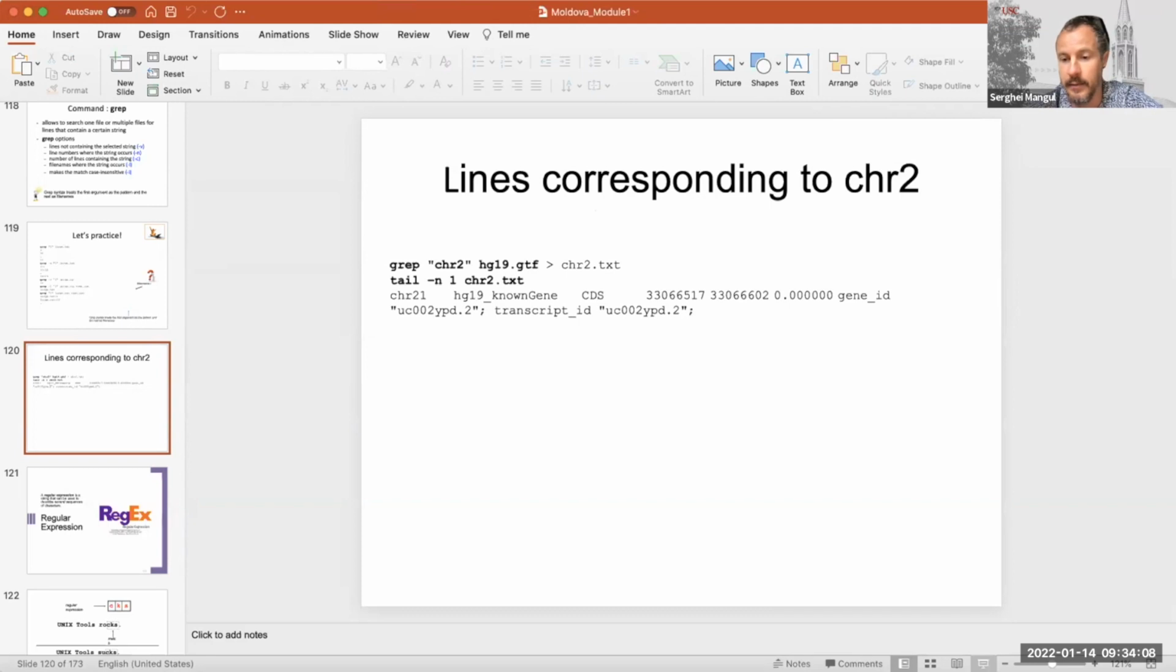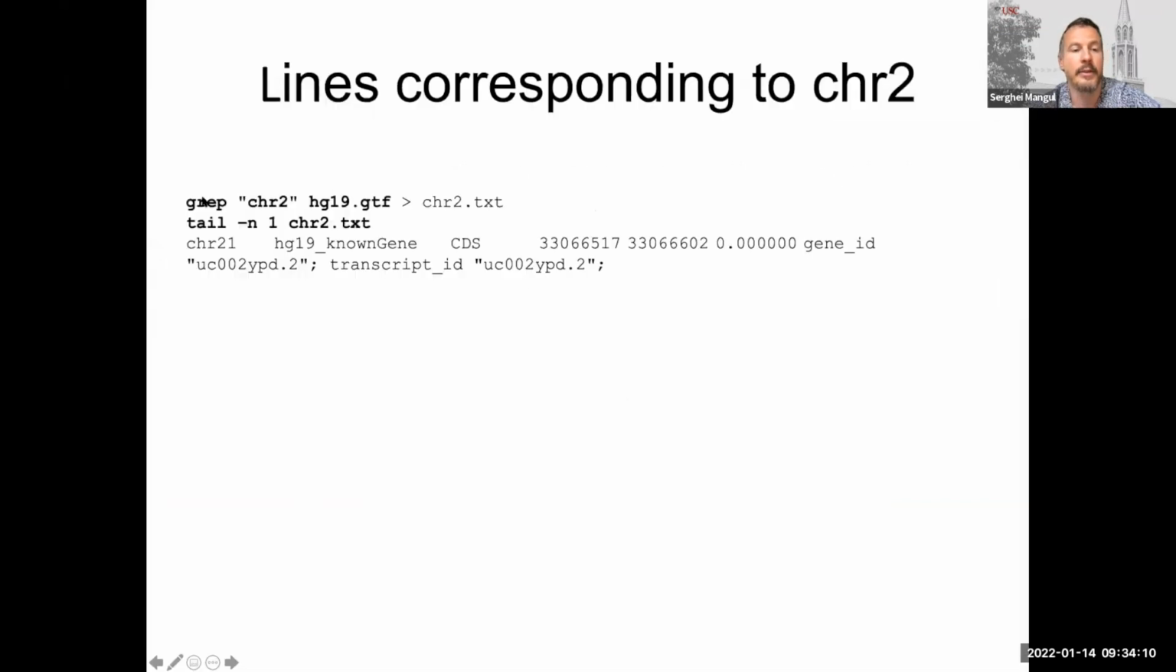Let me make it full screen. Maybe better. So you're running this command: grep chromosome 2 HD19.gtf, and you think it will work. What you're doing essentially is asking the question: does that line contain the string chromosome 2? Yes or no. If yes, then it will output that. And then you redirect to a file which you call chromosome2.txt.